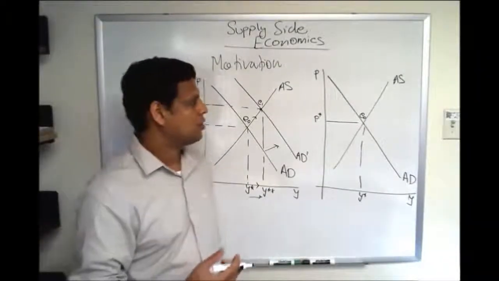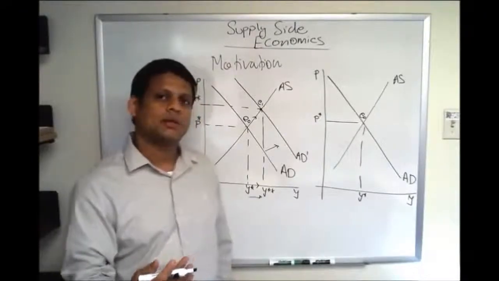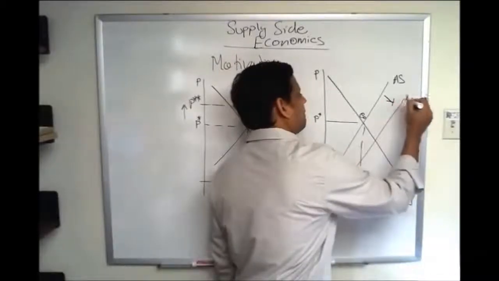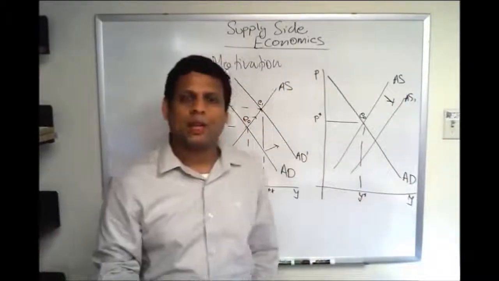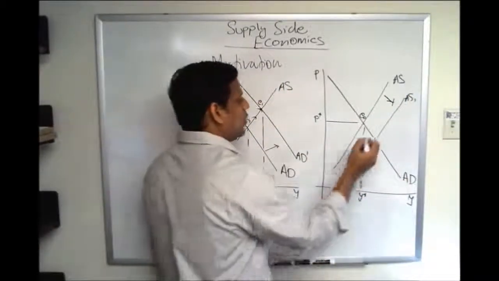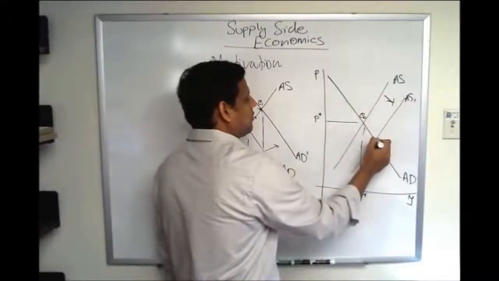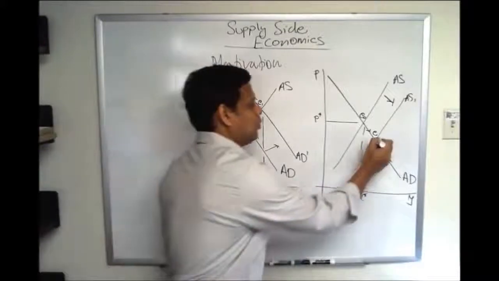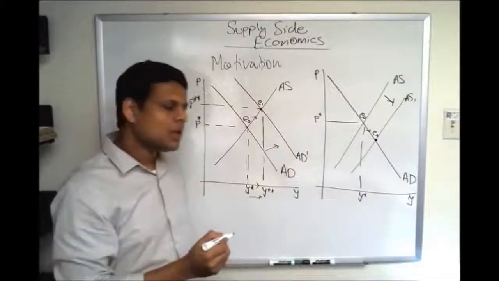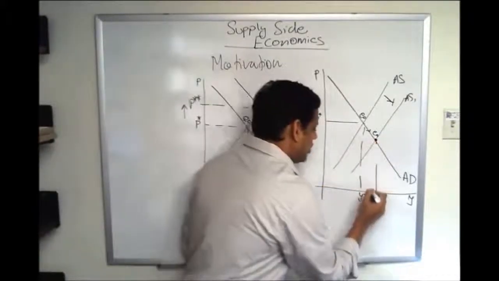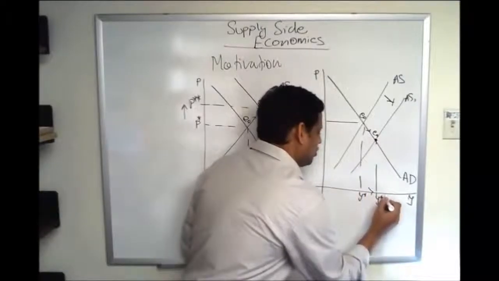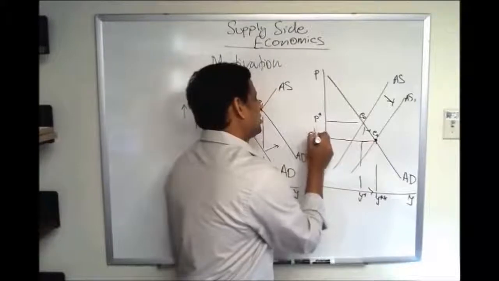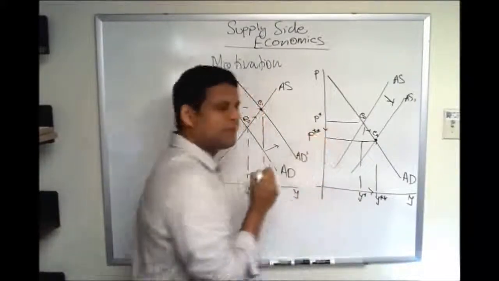And when we talk about using such policies of increasing the aggregate supply, we are basically talking about shifting the aggregate supply curve to the right. When we shift the aggregate supply curve to the right, the economy moves from equilibrium E0 to equilibrium E1. And at E1, Y double star is the equilibrium level of GDP, and P double star is the equilibrium level of prices.